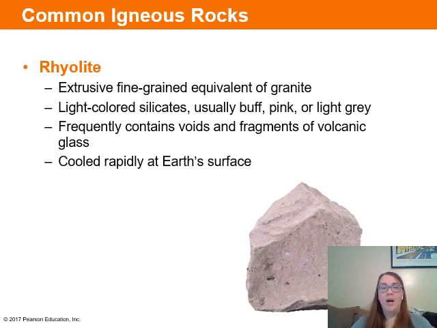And with these, we're commonly going to see some voids or just some small holes inside of the rock, or we might see fragments of little pieces of glass. But again, if it's just one or two small pieces inside of our rock, we want to ignore those. On the whole, this piece of rhyolite is very fine-grained. We cannot see the individual minerals within it.